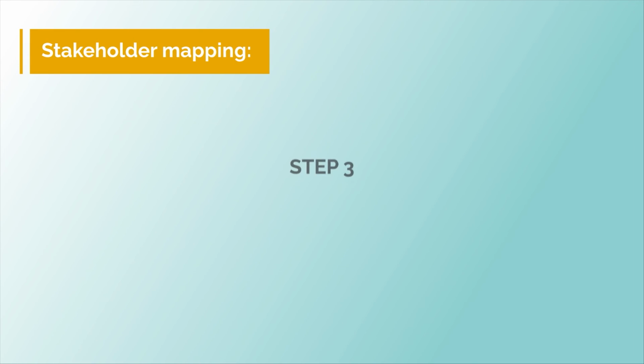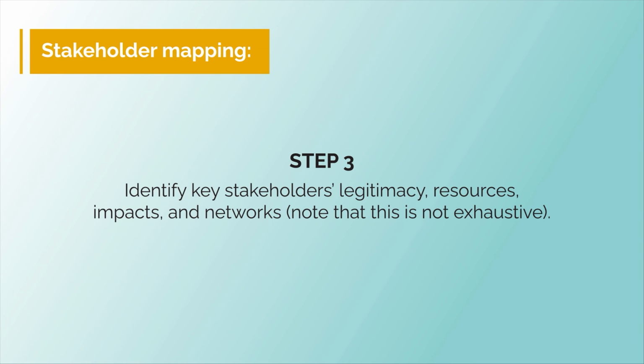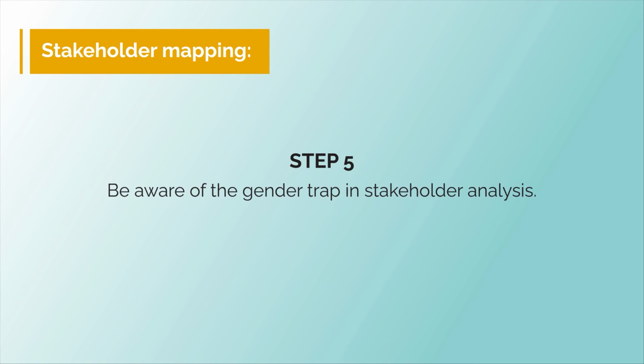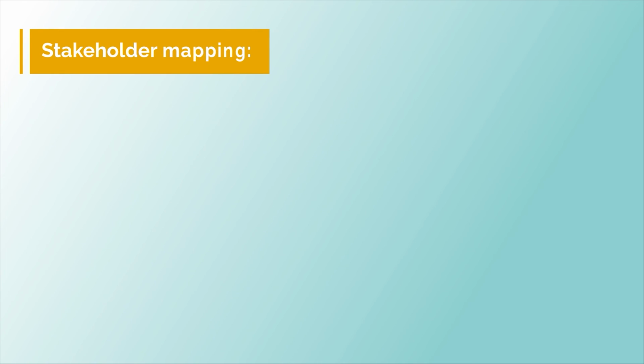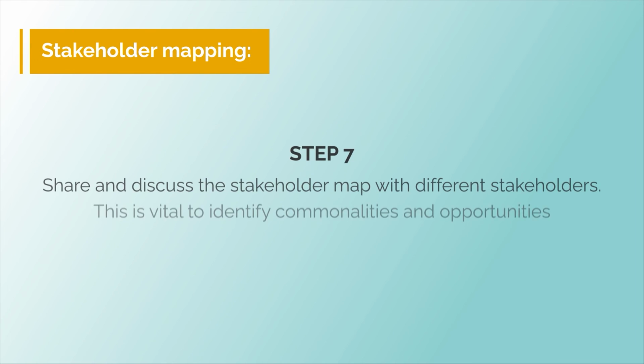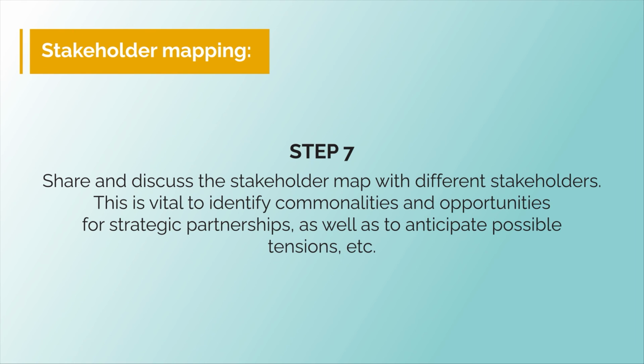Step 3. Identify key stakeholders' legitimacy, resources, impacts, and networks. Note that this is not exhaustive. Step 4. Categorize stakeholders based on sector, institution, political affiliation, etc. Step 5. Be aware of the gender trap in stakeholder analysis. Step 6. Visualize and draw up the relationships and linkages between stakeholders, either based on alliances, cooperation, formal relations, or other connections. Also note the strategies and tensions that may exist between two or more stakeholders. Step 7. Share and discuss the stakeholder map with different stakeholders. This is vital to identify commonalities and opportunities for strategic partnerships, as well as to anticipate possible tensions, etc.